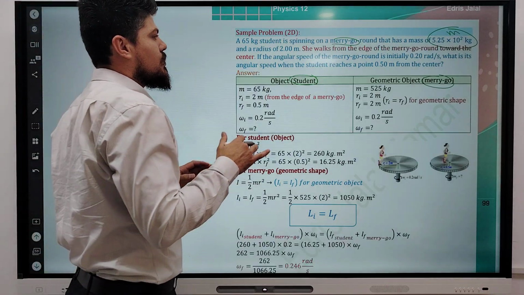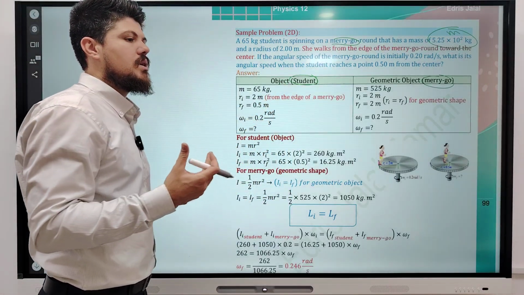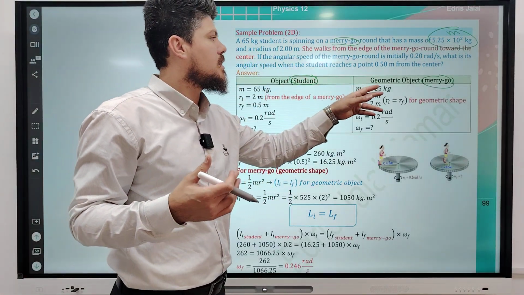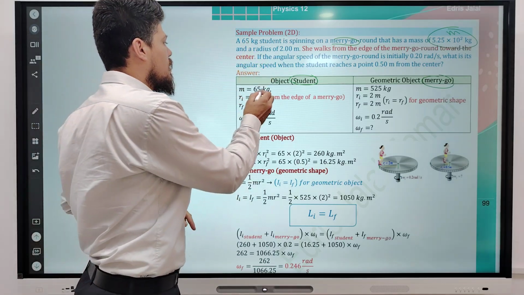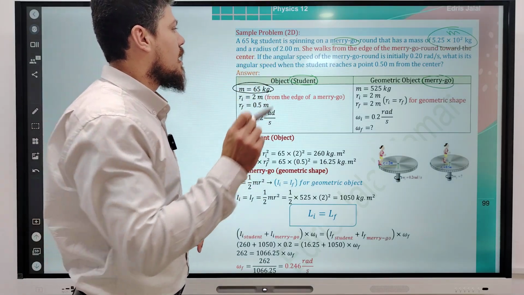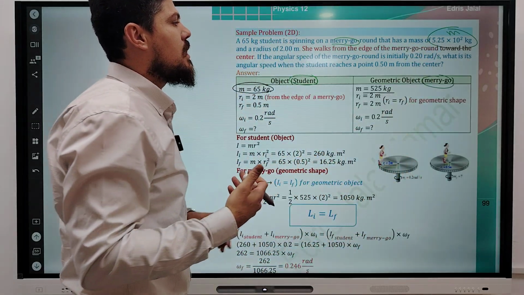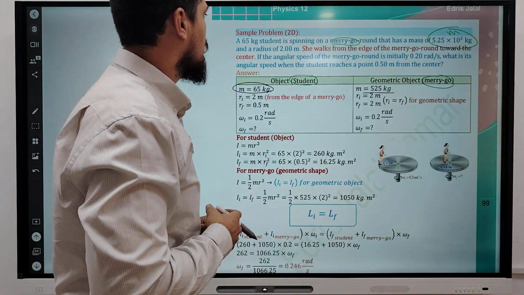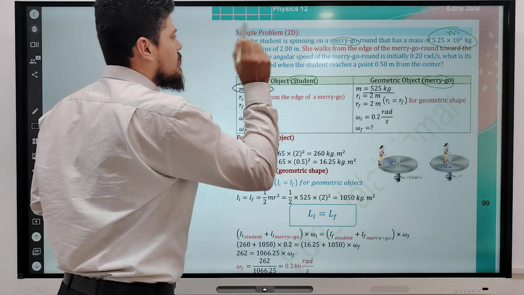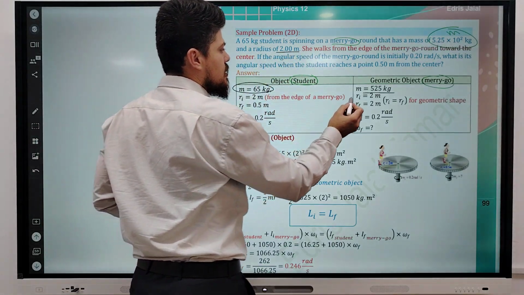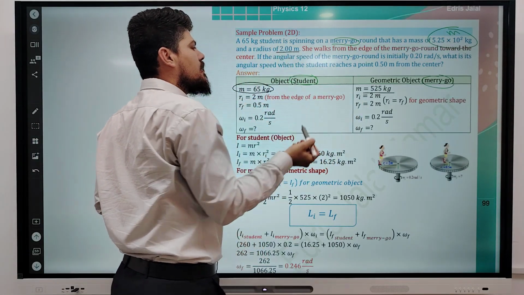It is very important to write down all the given values for each system, like the student and the geometric shape. The mass of the student was given as 65 kilogram. The mass of the merry-go-round was given as 5.25 times 10 power 2, which is equal to 525 kilogram. The radius of the merry-go-round is 2 meters. So this radius is R initial and R final.